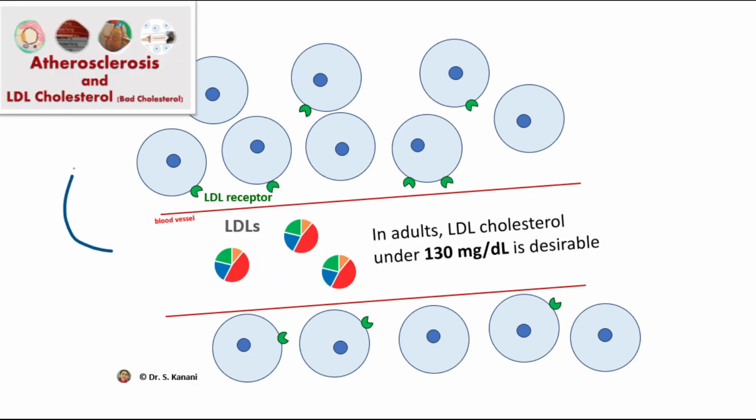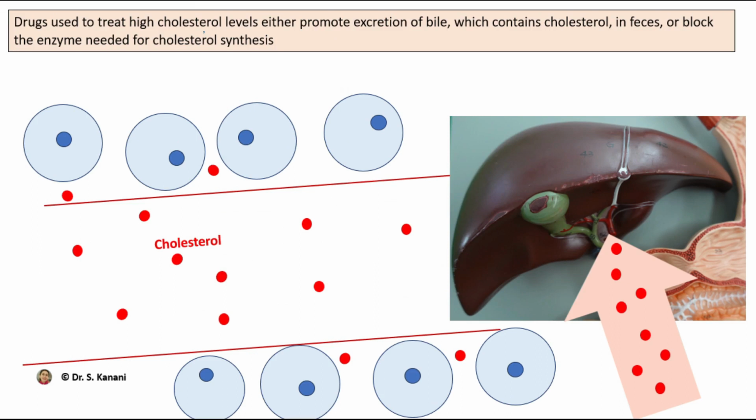And as I explained in the video, atherosclerosis and LDL cholesterol would lead to formation of those plaques in the wall of our blood vessels. In general, in healthy adults, LDL cholesterol level that is below 130 milligram per deciliter of blood is desirable. Now, it hopefully makes sense why in those individuals that have high cholesterol level, we prescribe different drugs, that some of those drugs promote excretion of bile.